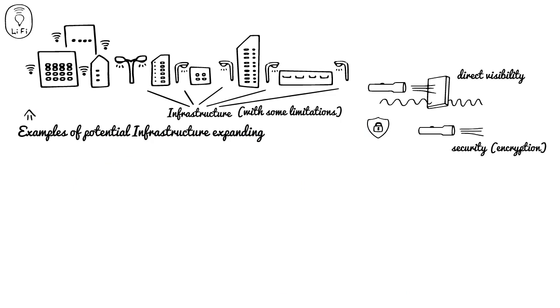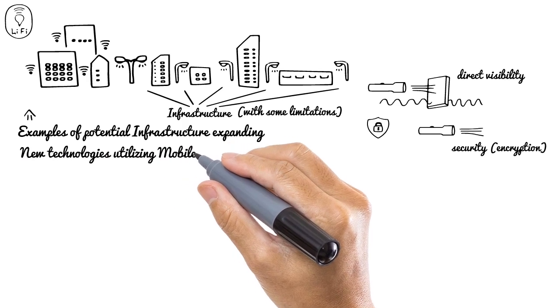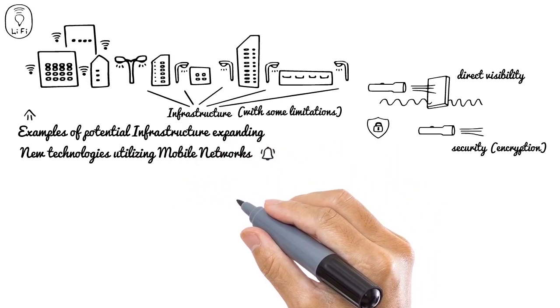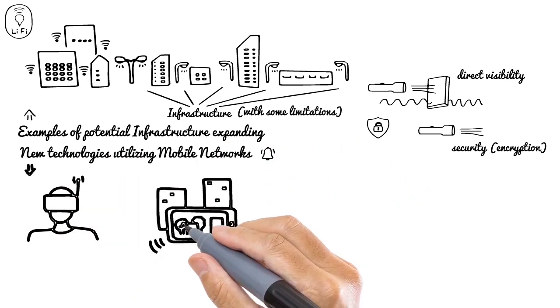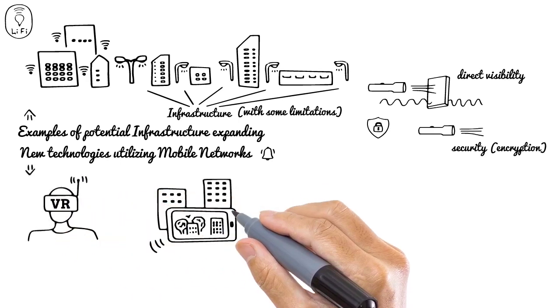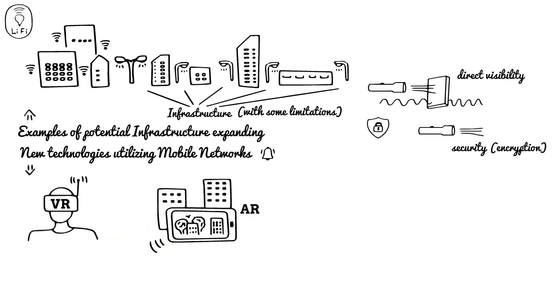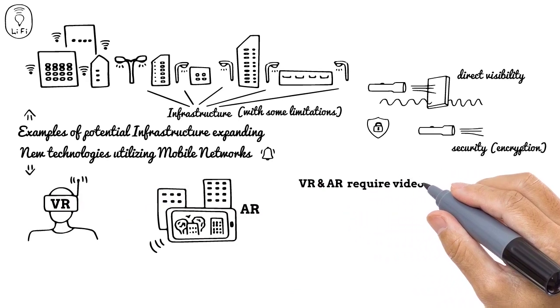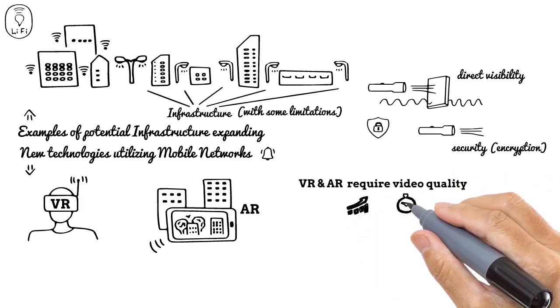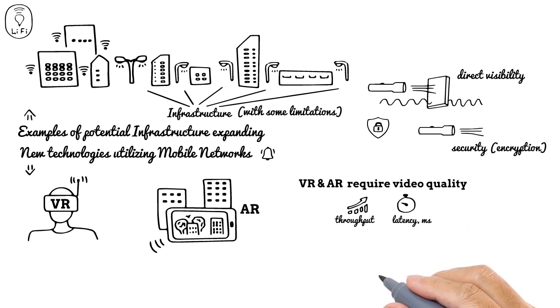Wi-Fi and Li-Fi are current and potentially future examples of the first aspect, wireless infrastructure expanding. Regarding the second aspect, simultaneous technologies to be used utilizing mobile networks. One of the examples is virtual reality and augmented reality. These services for high-quality video require very high data throughput and very low latency. Otherwise, transmitted video would have non-realistic bad quality, and we cannot name services as reality, virtual or augmented.